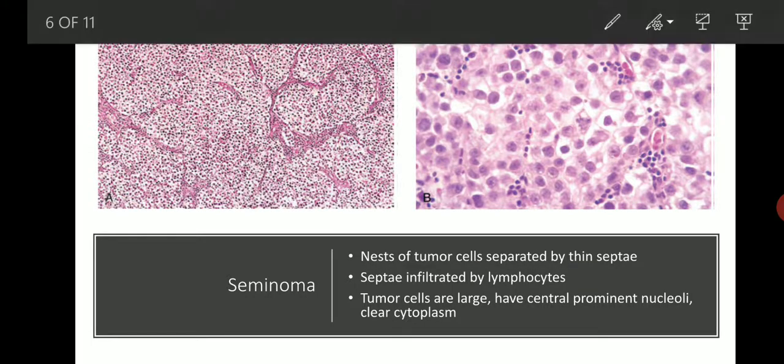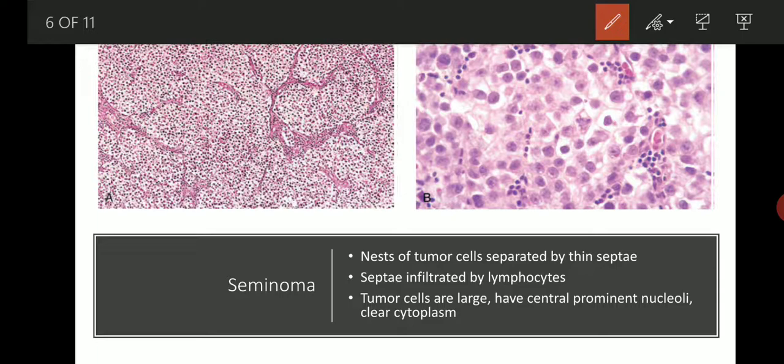Microscopic examination. You might remember that when we were discussing the ovarian tumors and I was talking about dysgerminoma, I said that dysgerminoma is the homologous tumor of testes, that is seminoma and dysgerminoma are two similar kinds of tumors. So here we call the tumor seminoma, and in the ovary we call the same tumor dysgerminoma, and we have discussed in detail the morphology of dysgerminoma there.